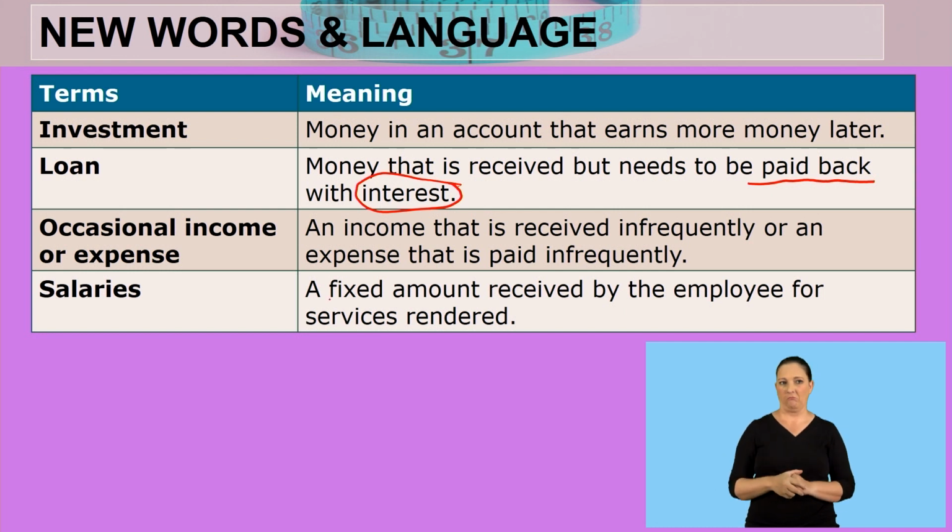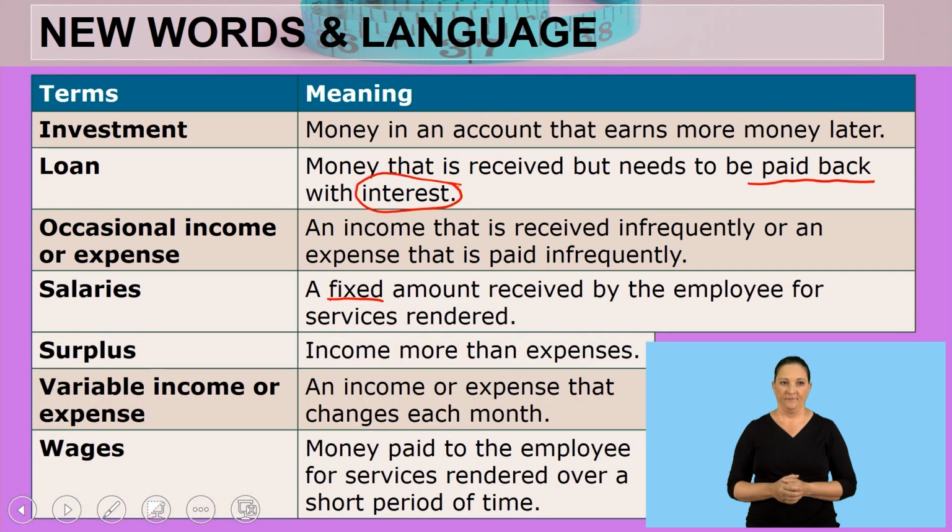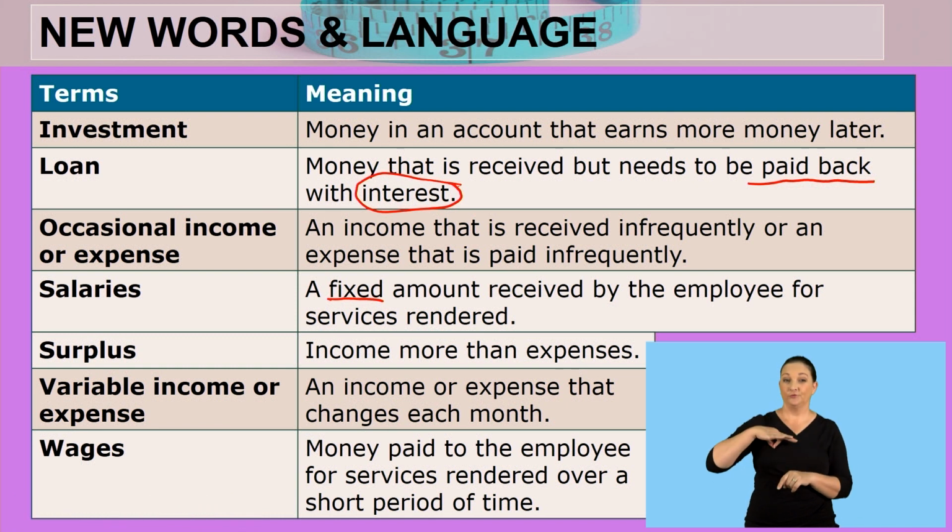Salaries, a fixed amount received by the employee for services rendered. Then surplus, income more than expenses. Variable income or expense, here an income or expense that changes each month. And wages, money paid to the employee for services rendered over a short period of time.